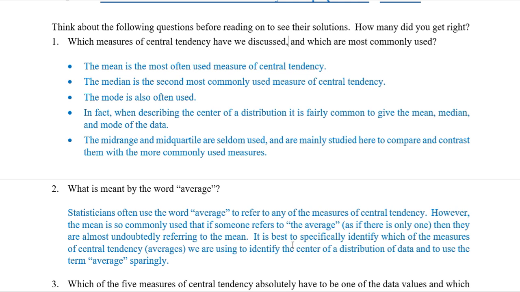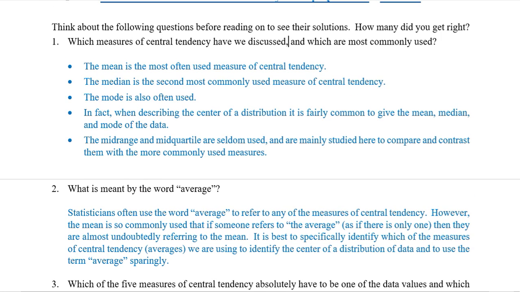It's best to specify explicitly which of the measures of central tendency, or averages, we're using to identify the center of a distribution, and use the term average sparingly. But I would say most people, when they say average, mean the mean, but some people mean any measure of central tendency.